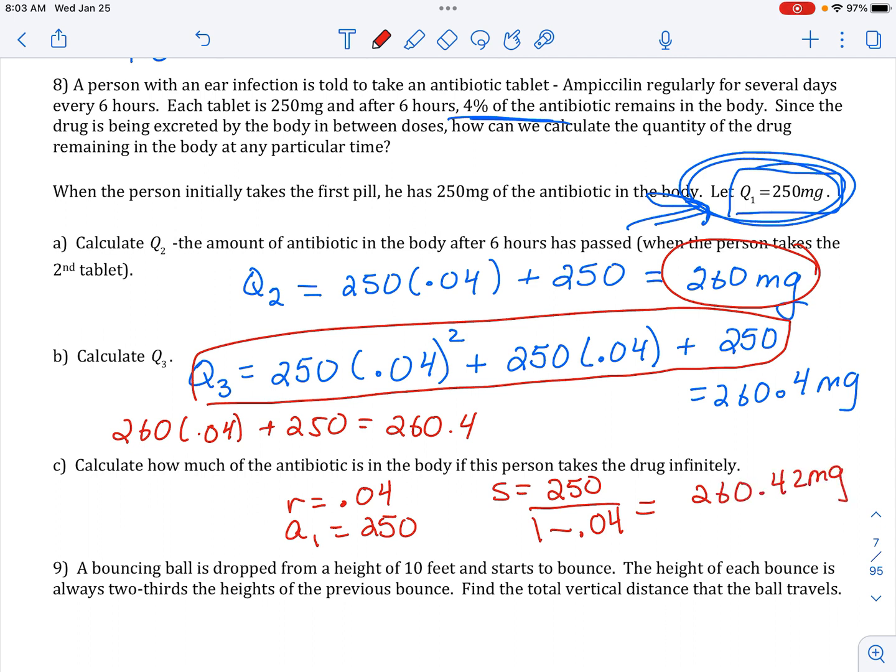260.42 milligrams. So this is saying in the long run, if this person is on this antibiotic forever, they're going to have this milligrams of this antibiotic in their system. So you can see how with drugs, they want to make sure they're not getting too much of the drug in the long term.